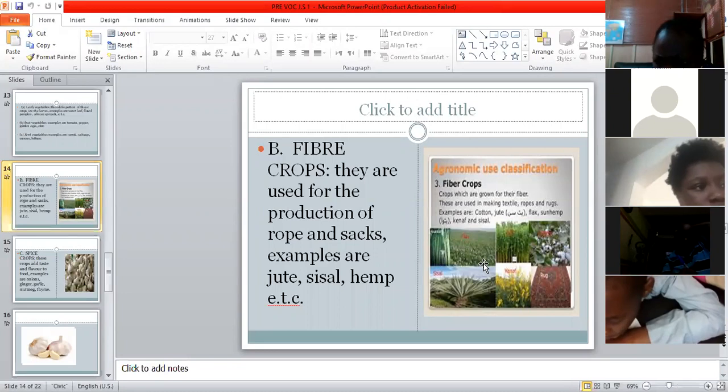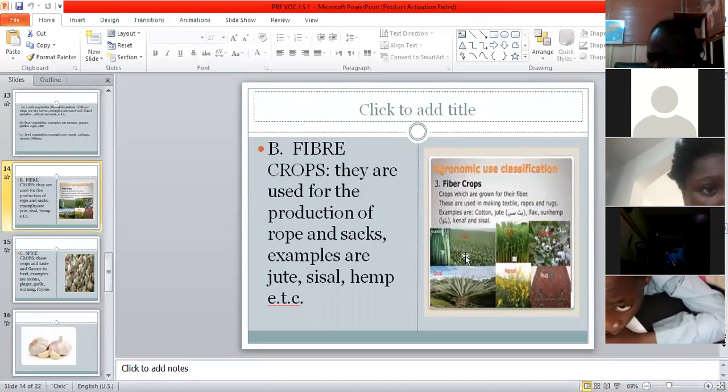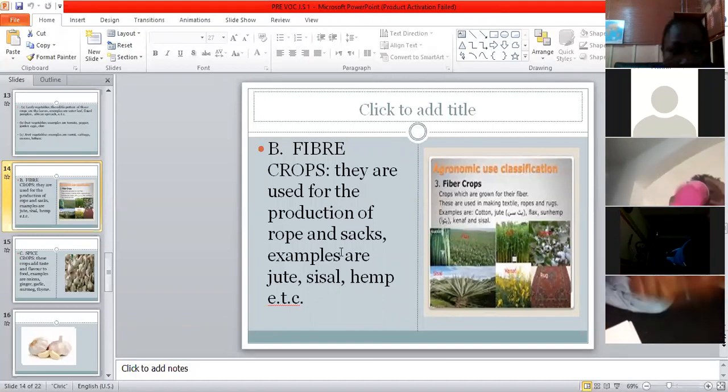Though the picture here is not that clear, but there are examples of fiber crops found on the farm. This is for cotton plants. I think this is for flax and some other examples as well. Can you take the slide back, please?